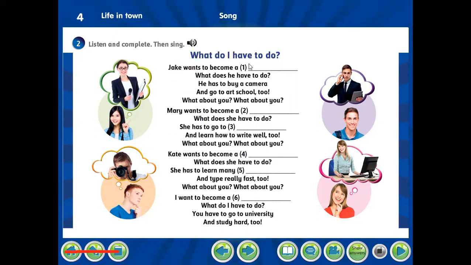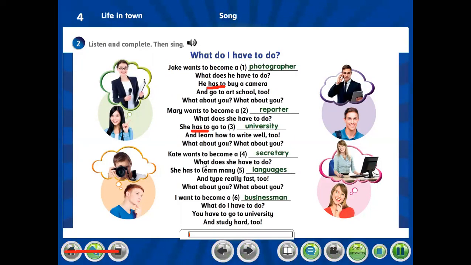What about you? Yeah, this is obligation. No, we learn obligation. Let's remember, okay? Let's listen. Let's listen, please, and sing. Open your microphones, okay? Open. Two. Listen and complete. Then sing. What do I have to do? Open your microphones. Let's remember obligation, okay? Obligation.